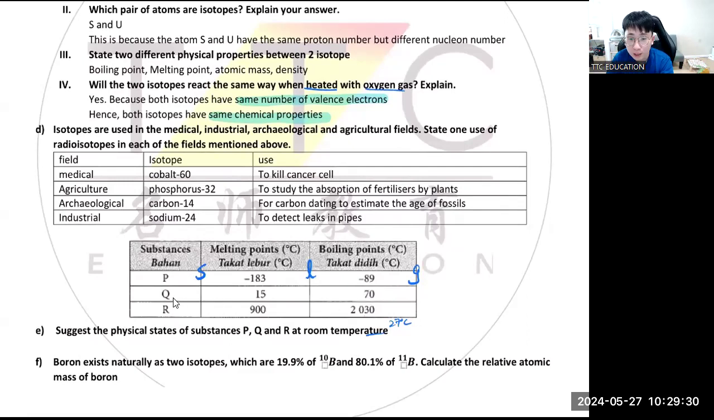But for Q, you see, 27 is higher than 15, which is melted, but not over boiling. So it's not boiled. So it's supposed to stay as liquid. Then for R, 27 is not even over melting point. So therefore, I will say R is a solid. So you can see P, Q, R is gas, liquid, and solid.